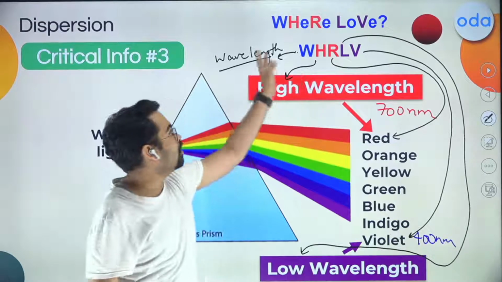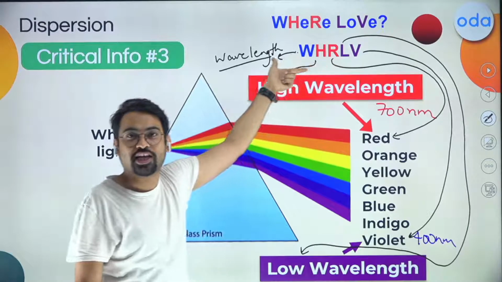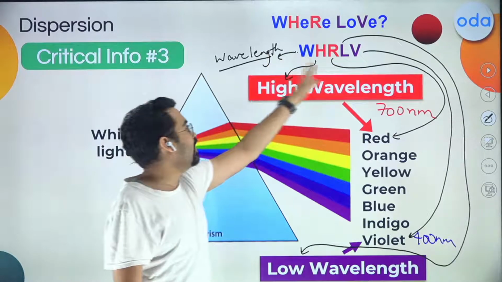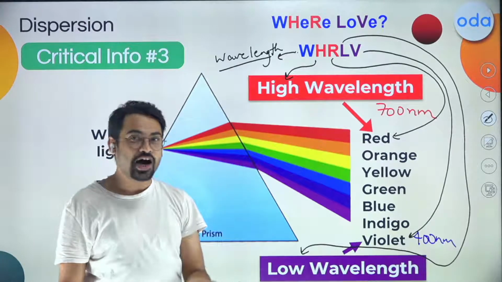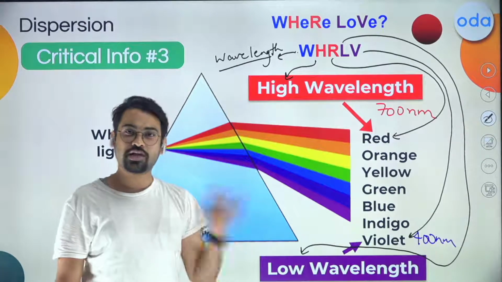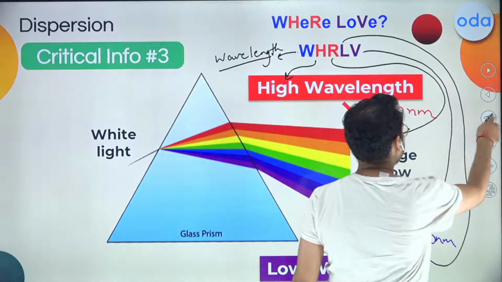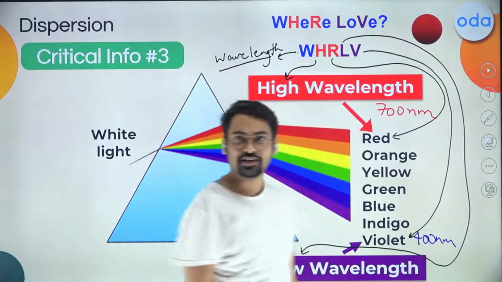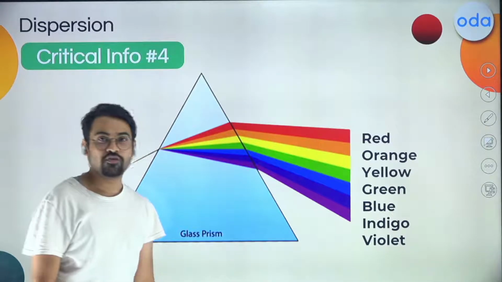So if you remember "where love", an acronym, a mnemonic for you, WHRLV: W is wavelength, H is high, R is red, L is low, and V is for violet. So this becomes something that you can remember again quite easily. Let's move on to critical information number 4.